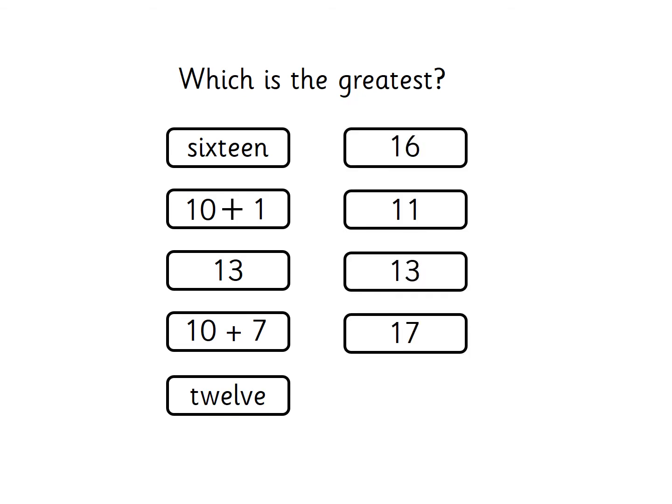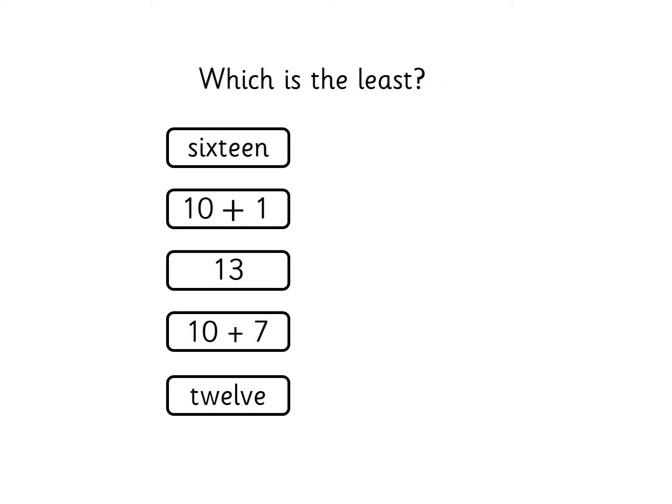And then on that other side we can see all those numbers, okay? So there's just different ways of showing it on that left hand side, and then here's all the numbers on the right hand side. So which number then out of all of those is the greatest? Which one is the most? Super, the answer should have been 17. That is your greatest number.